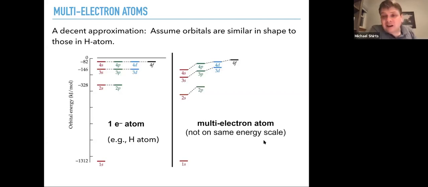In multi-electron atoms, the 2s, 2p, 3s, they don't all have the same energy. These are not on the same scale. The energies are different here than the hydrogen atom. But you see there's trends. We'll talk about trends soon. There you break the degeneracy in the energy level. You get different energy levels.